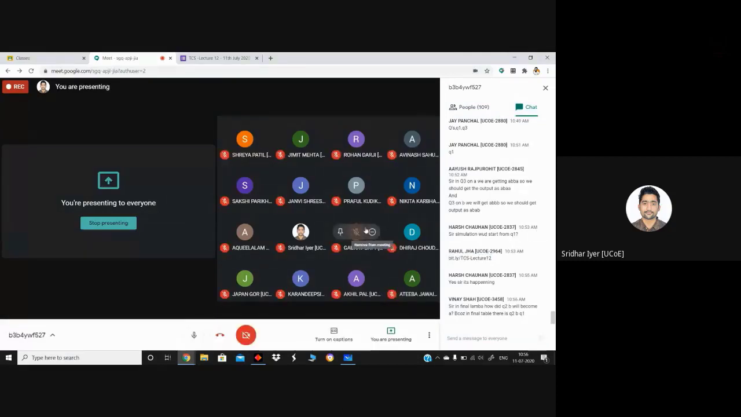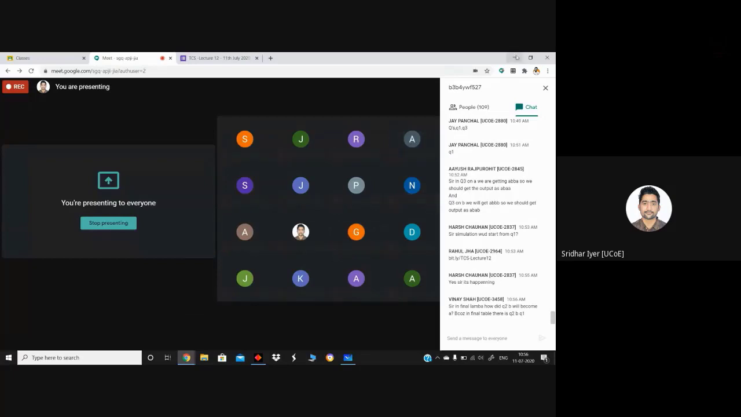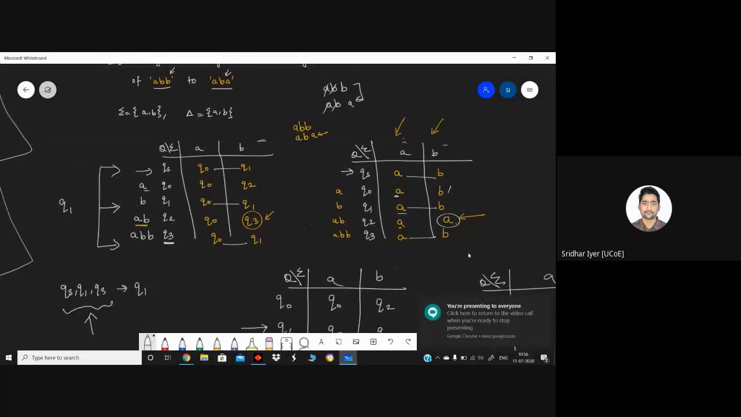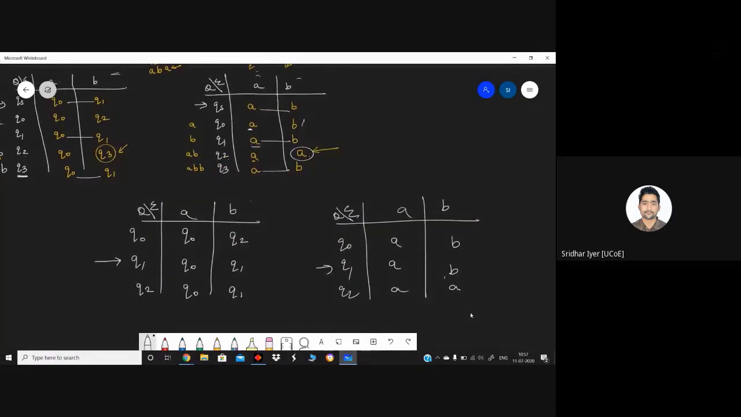In final, lambda, how did Q2 become A? Okay, let me check what you are asking. What is your doubt exactly, Vinay? In final, lambda, how did Q2 become A? This you are saying. If I'm not wrong, this you are asking, right? Or this you are asking.